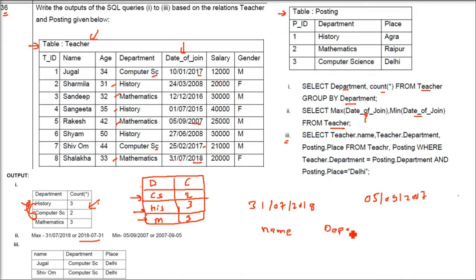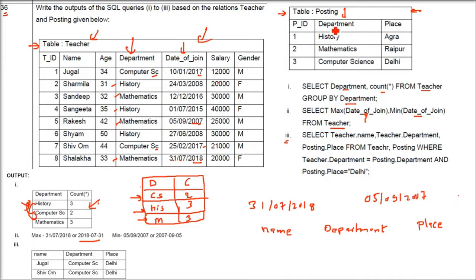Coming to the third one, select teacher.name, so name will come. Teacher.department, so department will be the second column. And posting.place. Whatever comes after select will be the column name. From teacher and posting, so both tables we have to use, and there will be a proper join of these two tables. Where teacher.department and posting.department have to be equal, and posting.place is Delhi.